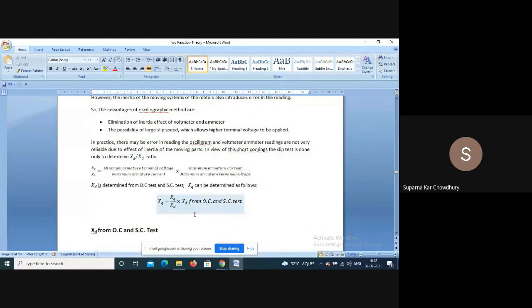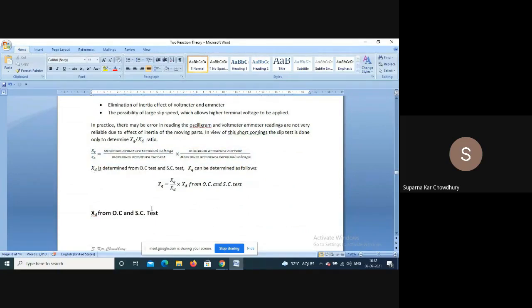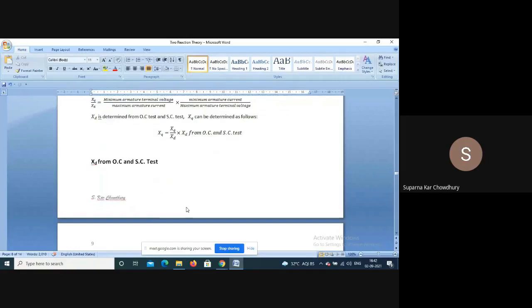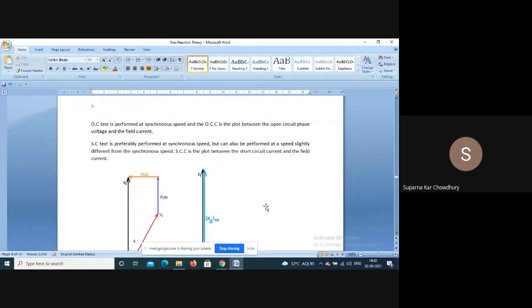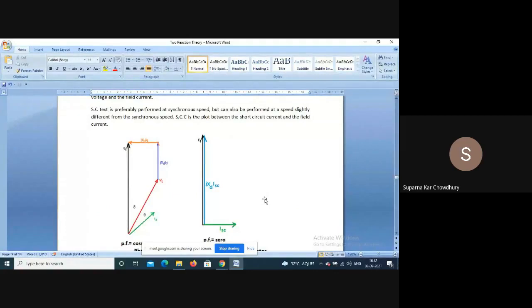Now, we determine this Xq by Xd ratio from here. And Xd is determined from open circuit and short circuit data. That is, if we perform open circuit test and short circuit test on a salient pole machine, then what happens? Now, this is the phasor diagram of a salient pole machine neglecting armature resistance Ra. Now, when we perform the short circuit test, as Ra is negligible, we know that the short circuit current is lagging the voltage almost by 90 degrees.